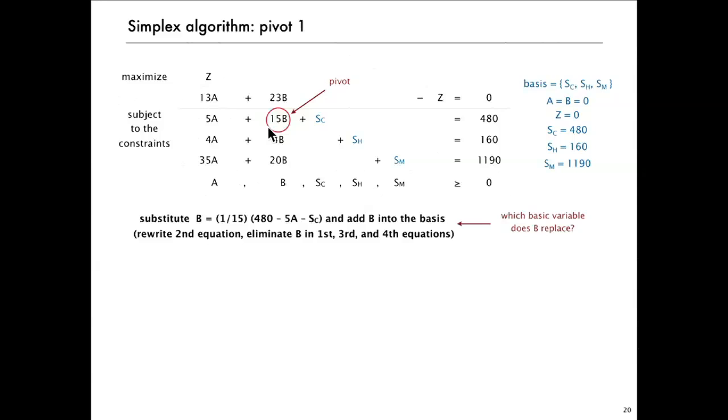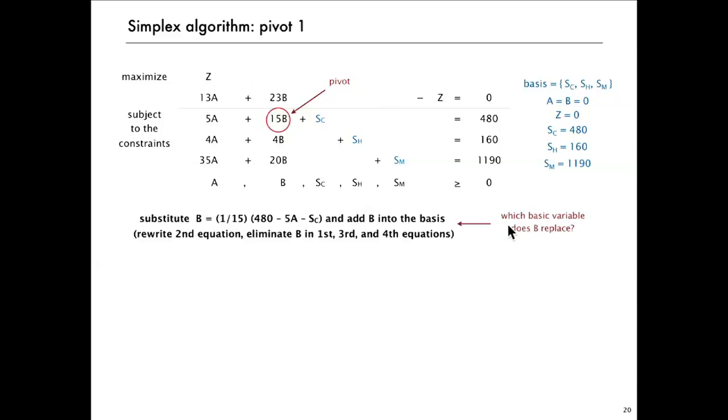And what that means is, just as you do in Gaussian elimination, you're going to pick this element, and then you're going to solve for that variable, and then substitute that solution into all the other equations so that these entries become 0. So we solve for b equals 480 minus 5a minus SC divided by 15. This equation says that's what b is. Substitute in these other equations, and that puts b into the basis and takes some other variable out.